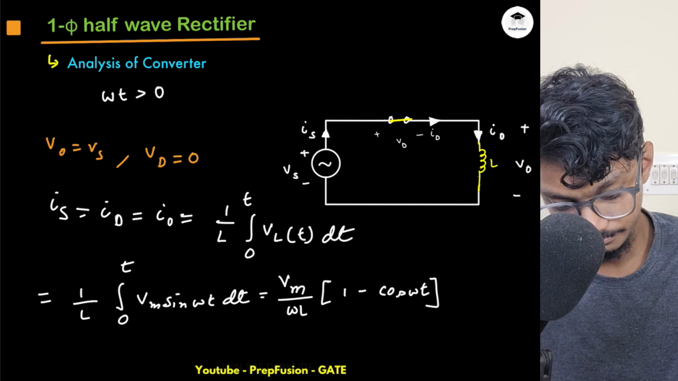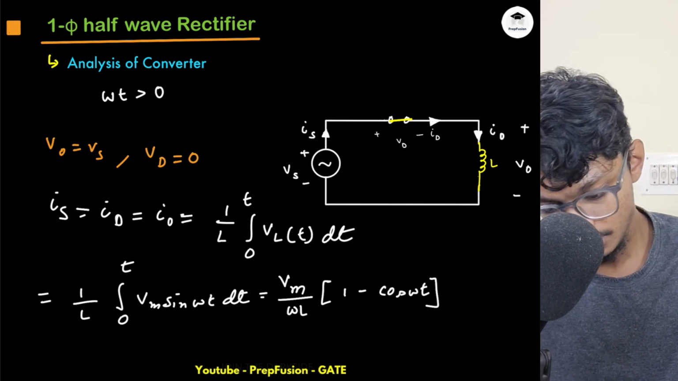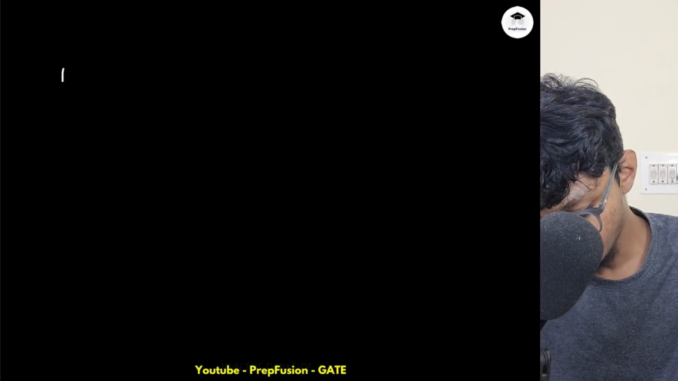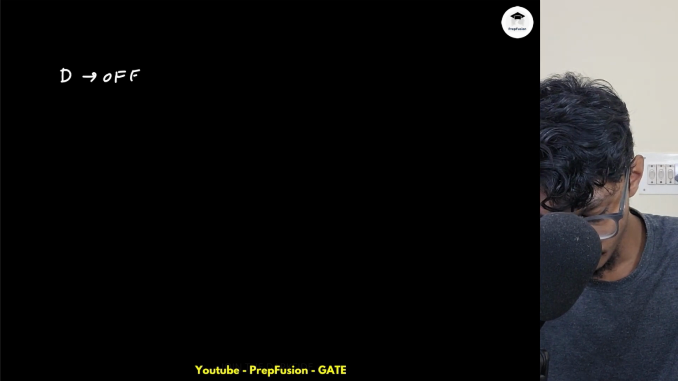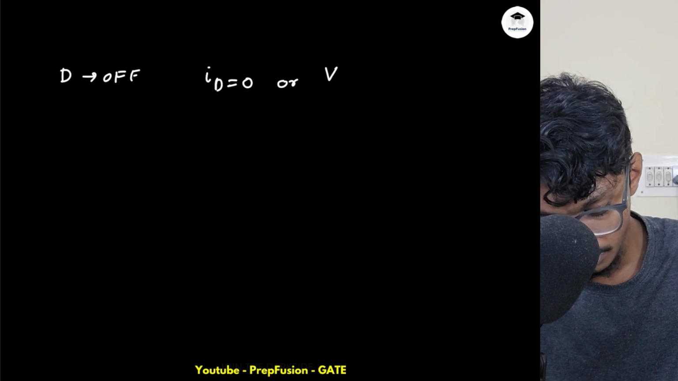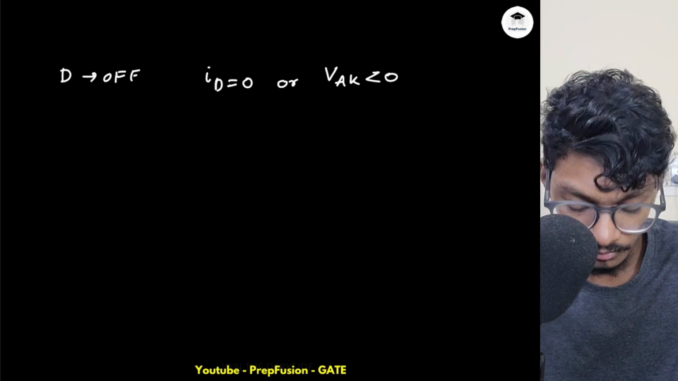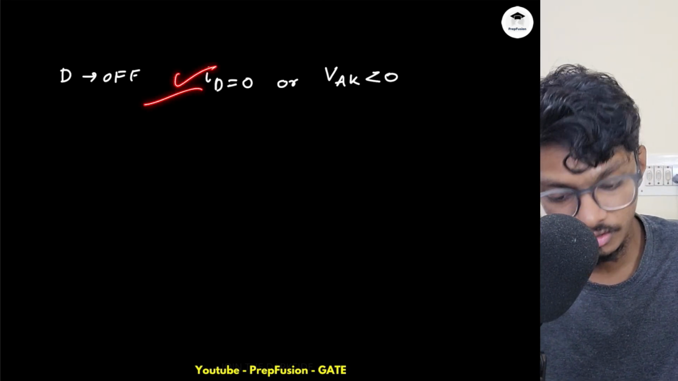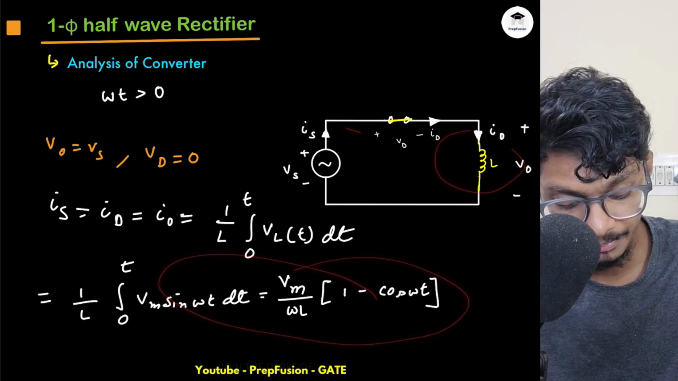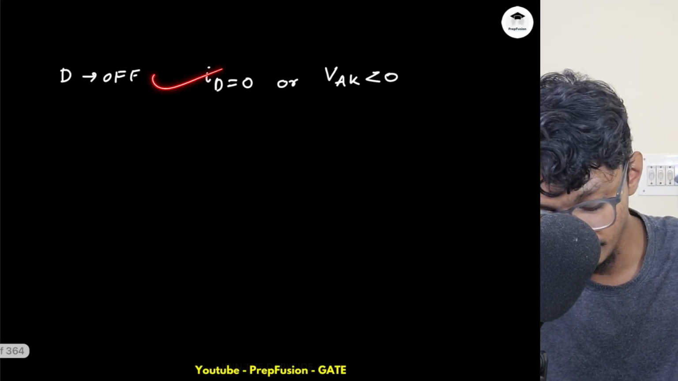So when will the diode turn off next time? The diode turns off when either my ID current is 0 or the voltage across the diode is negative. Then only the diode will turn off. Obviously I can have control over this current because I know the expression of this current, and the voltage across the diode depends on the current because the voltage across the inductor depends on the current. So I will solve everything with respect to current.